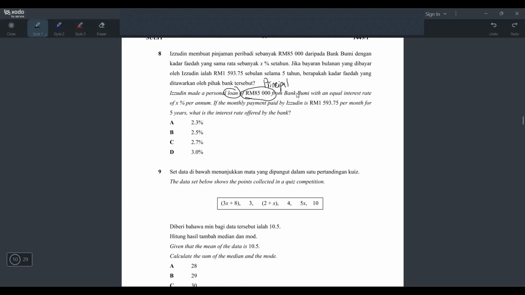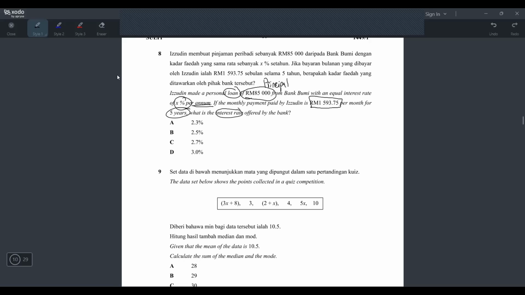So he wants to pinjam this from Bank Bumi with an equal interest rate of X% per annum. Per annum means per year lah. If the monthly payment paid by Izzuddin is 1593.75 per month for 5 years, what is the interest rate offered by bank? So they want to find the interest rate.